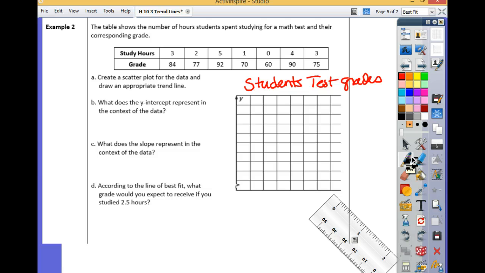Students' test grades. What does our vertical axis want to be? Your y-axis wants to be labeled what? This is x and y coordinates. The y is going to be your grade. This will be your grade, and this will be the hours studied.